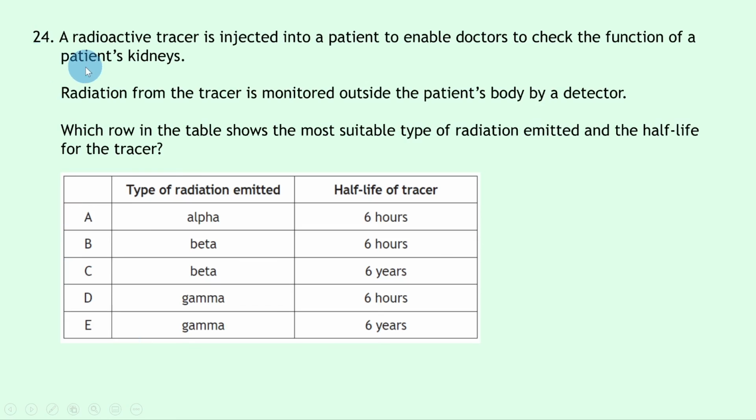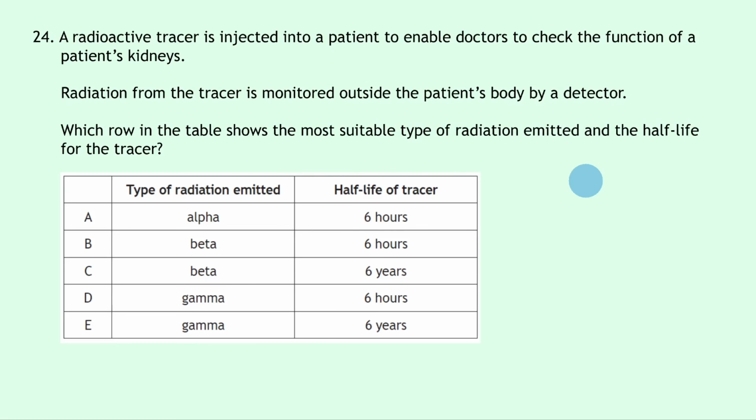Question 24 says a radioactive tracer is injected into a patient to enable doctors to check the function of a patient's kidneys. Radiation from the tracer is monitored outside the patient's body by a detector. Which row in the table shows the most suitable type of radiation emitted and the half-life for the tracer?